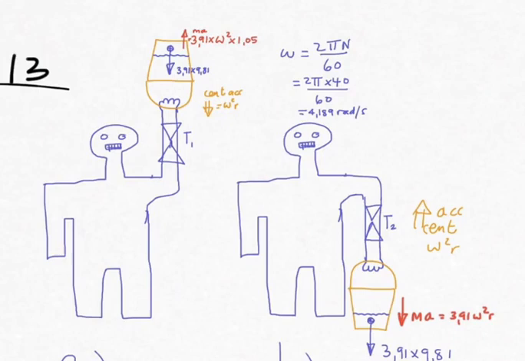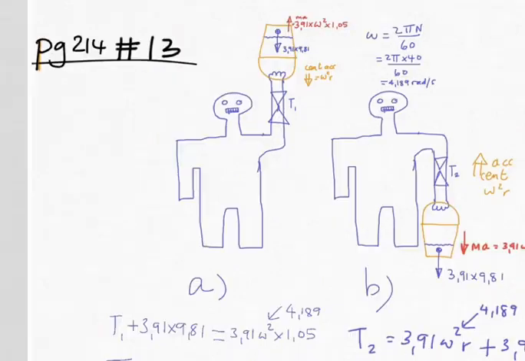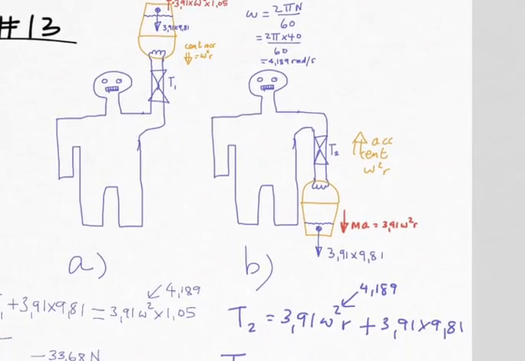Now, centripetal acceleration in the first instance is downwards, so we put MA opposite. And in the second instance, centripetal acceleration is upwards, so we put MA as usual in the opposite direction. So in instance A, we have 2 downs equal to 1 up, and in instance B, we have 2 downs equal to 1 up.